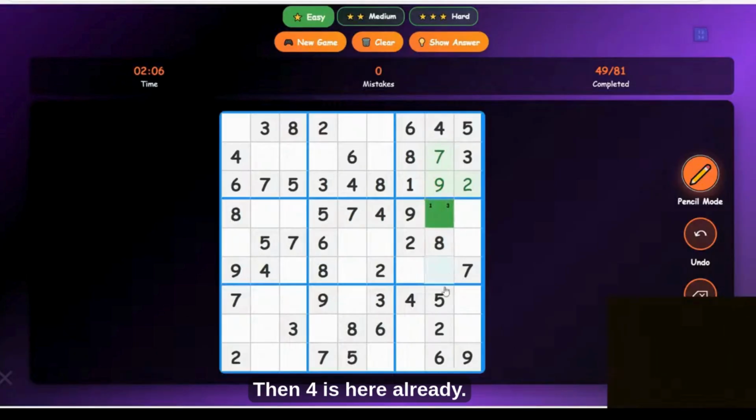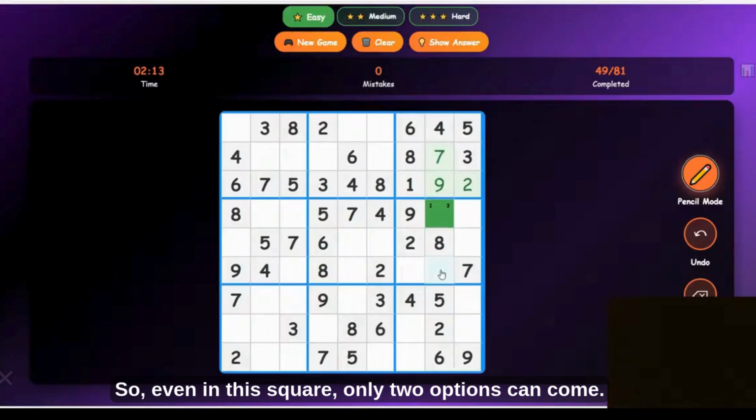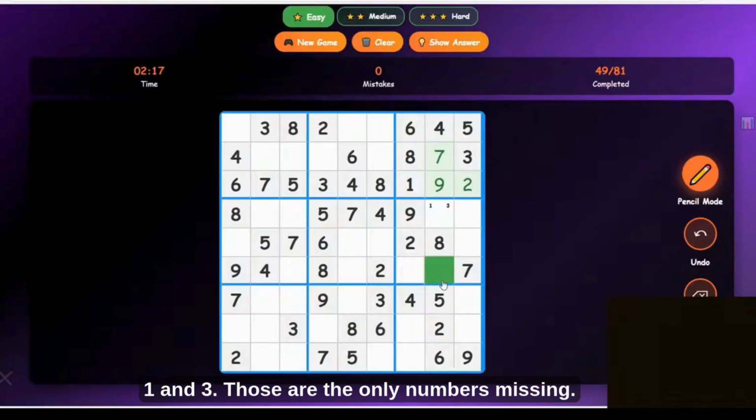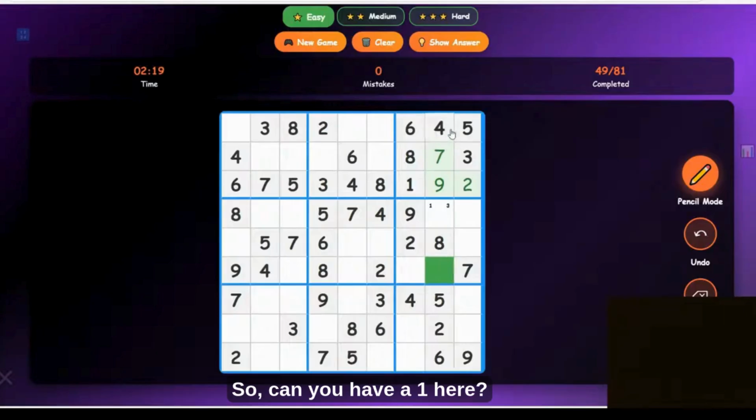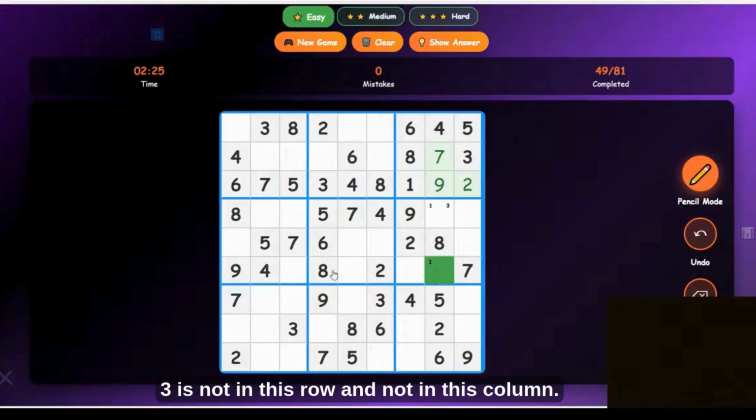Then 4 is here already, 5 is here, 6 is here, 7, 8 and 9 are there. So only 1 and 3. So even in this square, only two options can come, 1 and 3. Those are the only numbers missing. So can you have a 1 here? 1 is not in this column and not in this row. Yes, so I can have a 1 here. And what about a 3? 3 is not in this row and not in this column, so I can have a 3 here.